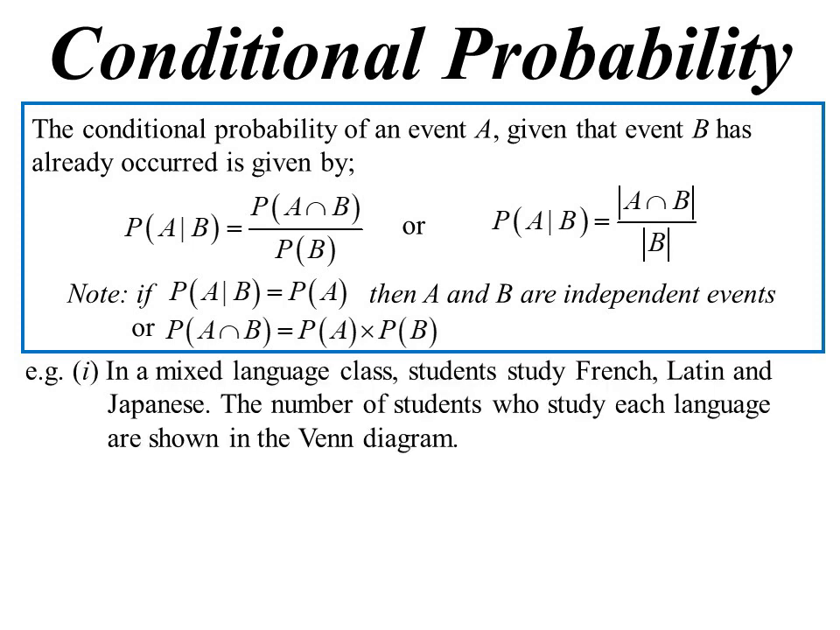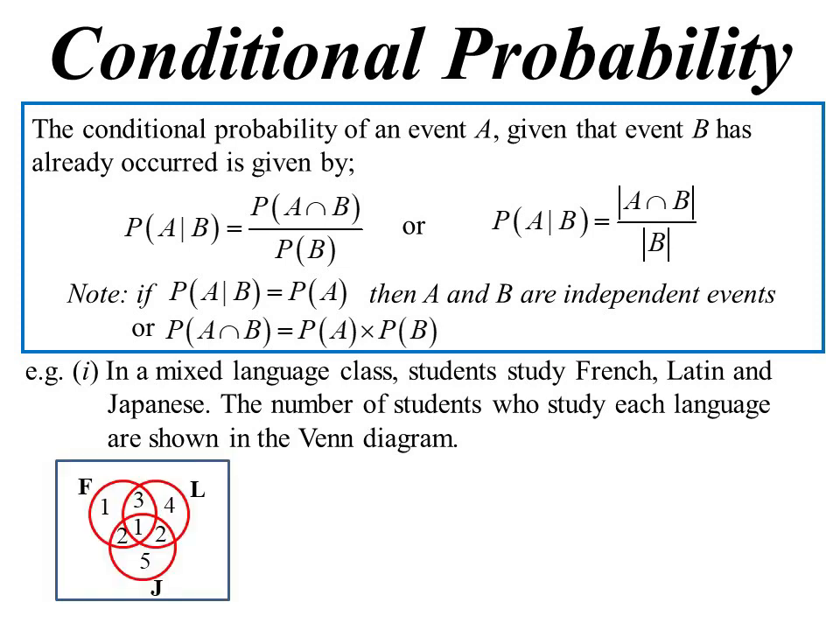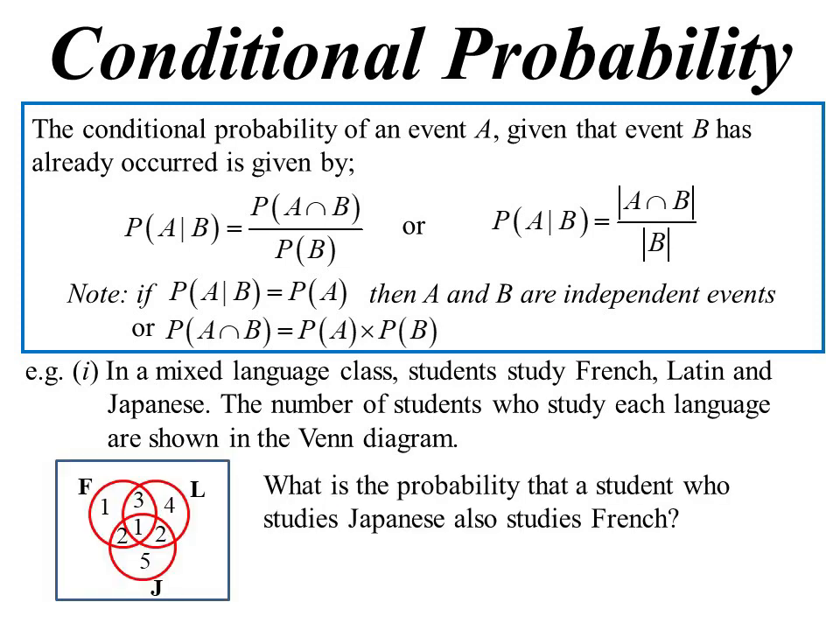Mixed language class. Students study French, Latin and Japanese. The number of students who study each language is shown in this particular Venn diagram. What is the probability that a student who studies Japanese also studies French? We look at our Venn diagram. As far as we're concerned, our universal set is now Japanese. Studies French, we have a look in that set and there are only 3 of them. So it's 3 out of 10.